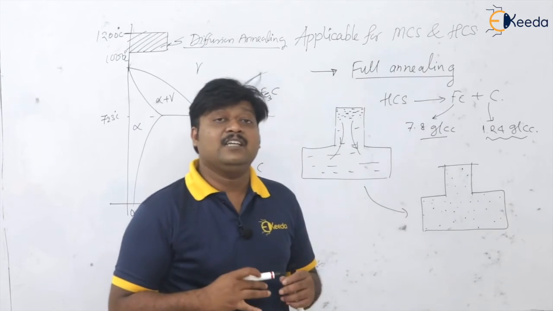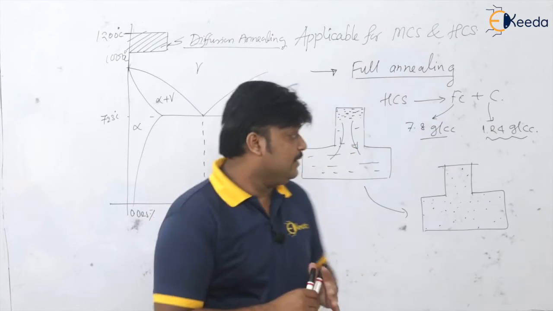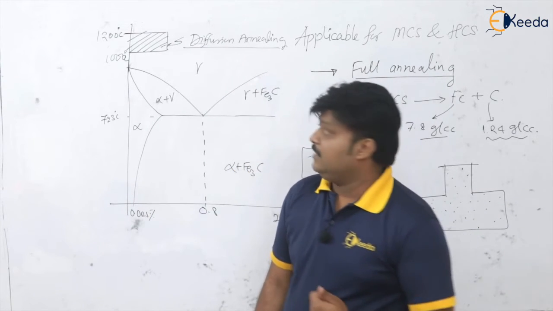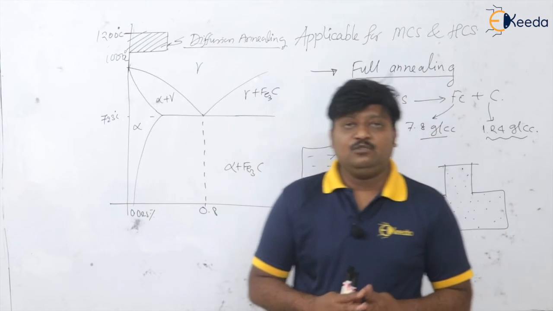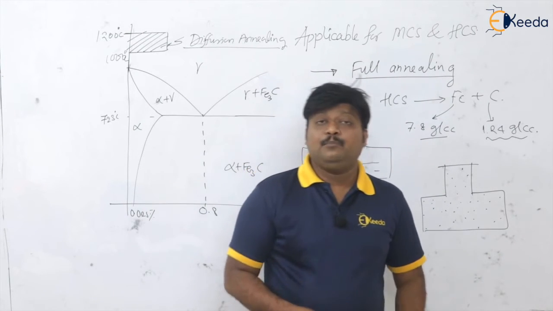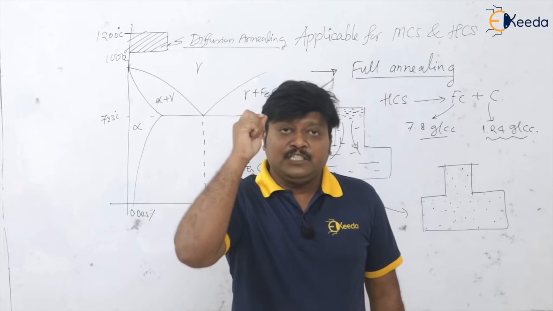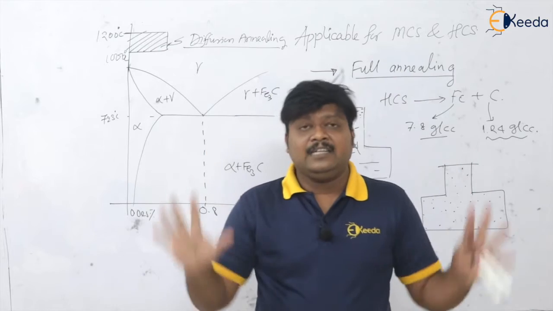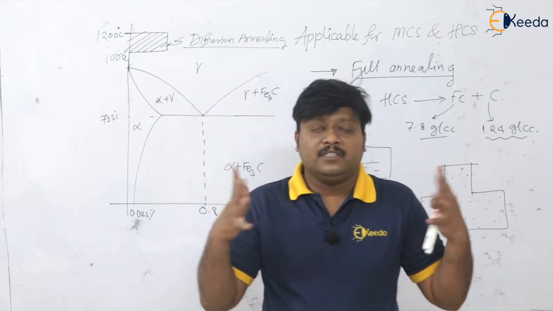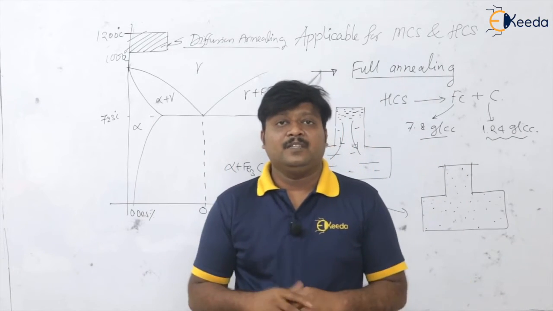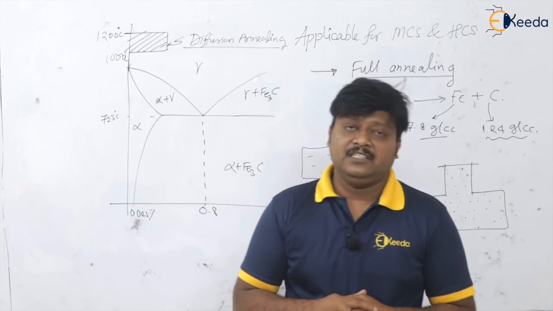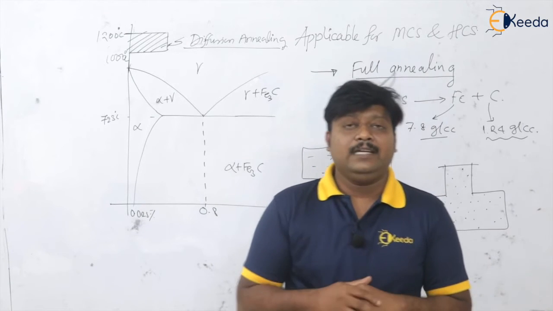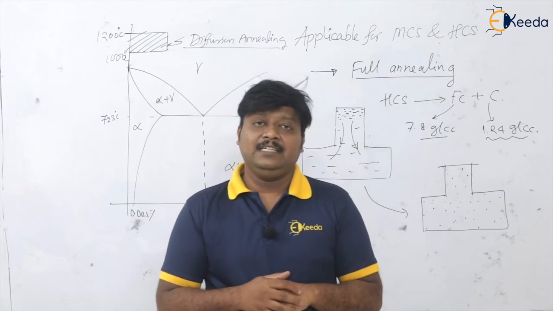Of course, these are heavy castings, or in the case of welded components we can have the same type of metallurgy. So I hope it is clear, dear students, diffusion annealing is where the non-uniformity in the chemical composition is removed, and the structure becomes uniform as far as the chemical composition is concerned. And please remember one thing, that diffusion annealing is always followed by the full annealing process.